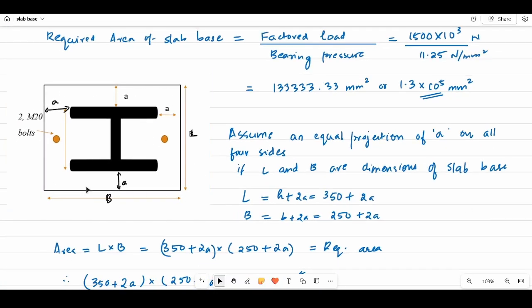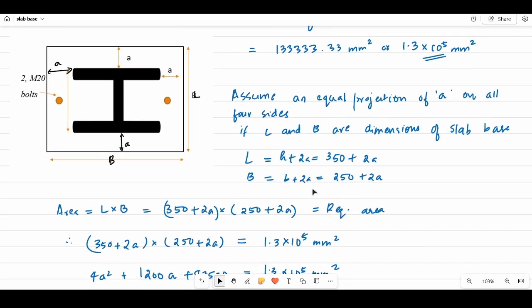This is the figure of the base plate. Base plates are usually fixed using anchor bolts of 20 mm diameter, so we have to keep that in mind. This is also very important. We assume a projection of A on both sides, along the length as well as along the width. So the total length L of the base plate will be the total depth of the I section plus 2A, and the total width B will also be 2A plus the total width of the I section. We know that the depth of the I section is 350 and the width is 250.